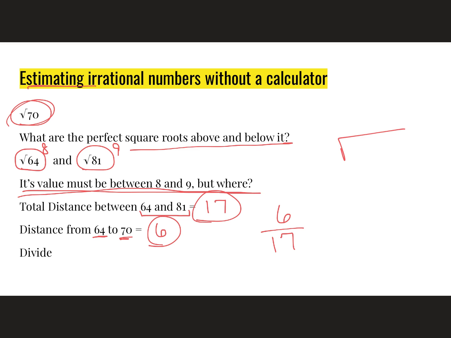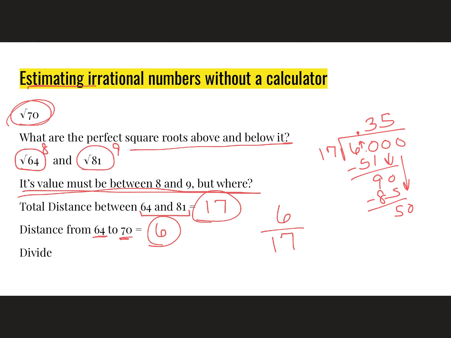So 6 divided by 17. I'm going to put a couple of zeros in here. Put a 17. So we move my decimal straight up. 17 goes into 60 3 times. 3 times 17 is 51. Subtract, bring down the 0. 17 goes into 90. Let's see. 51 and 17 is 68. So it's going to go in 5 times. So that gives us 85.